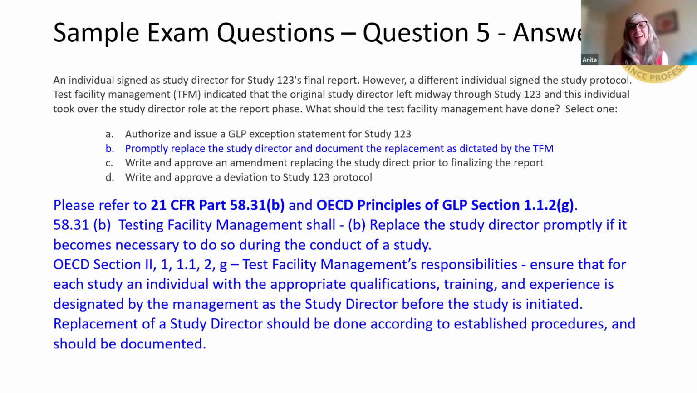I respectfully disagree with that one. It does need to be by protocol amendment. I think the issue is that C is not accurate. This is prior to finalization of the report. So a study director should be replaced immediately, not prior to finalization of a report. That's my take on that. Yes, I would agree with Anita.